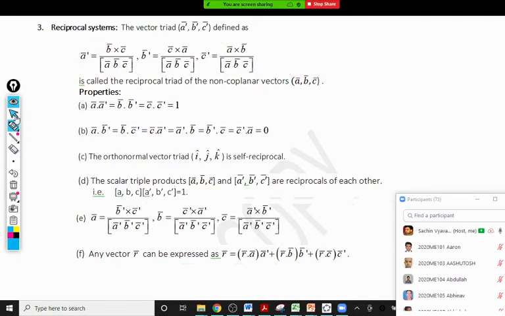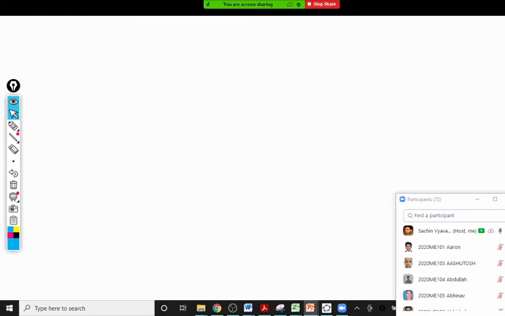So the first property, let me prove. The question will come like this. Let me show you the question first. The first property will say: show that a dot a dash is equal to 1. Do we have to prove a dot a dash is equal to 1 or 0? 1.